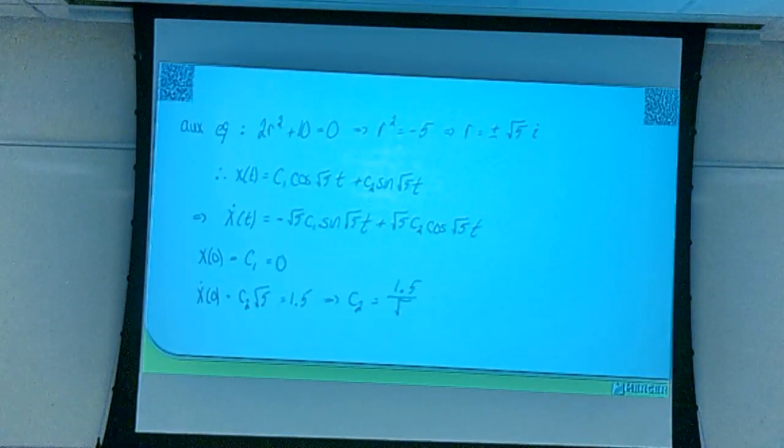So C2 is 1.5 over root 5, or 3 over 2 root 5. Again, or if you want to rationalize it, 3 root 5 over 10.